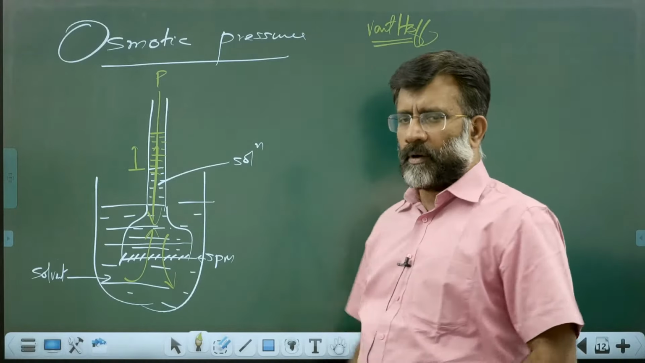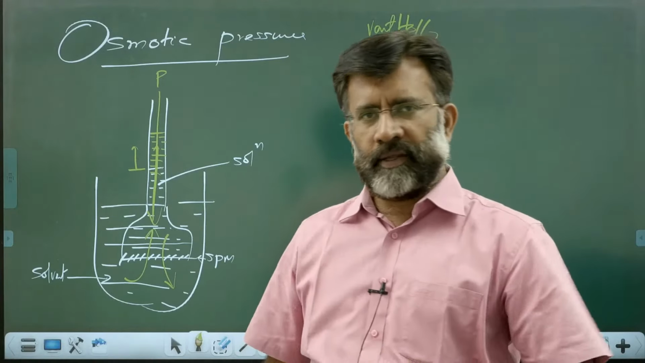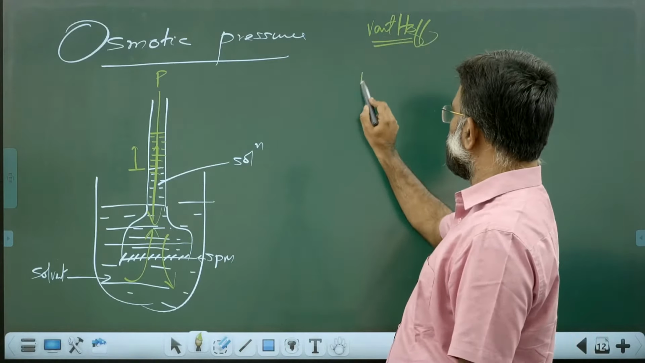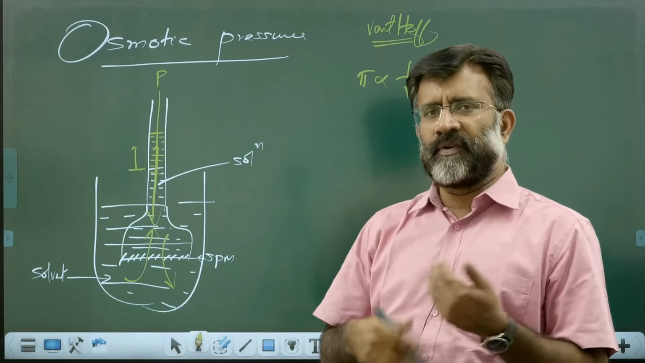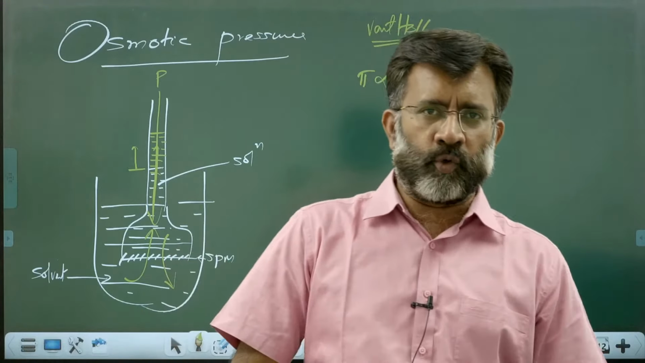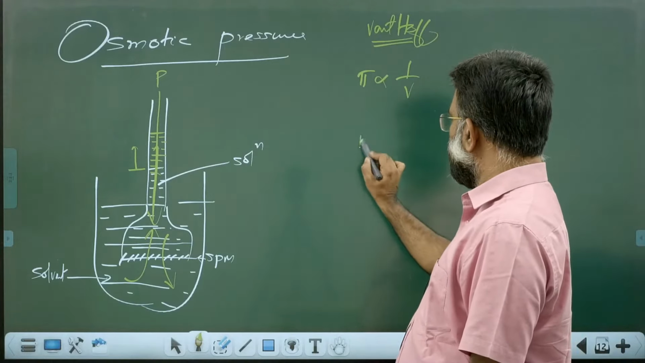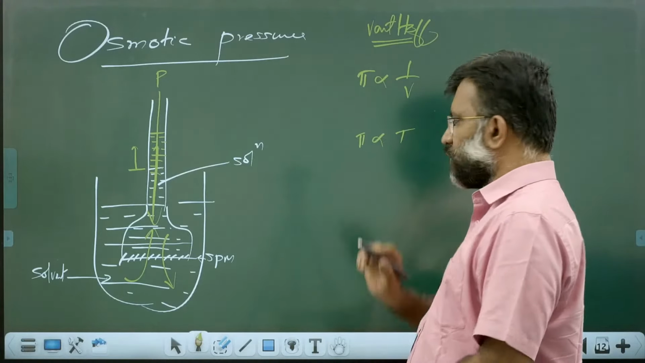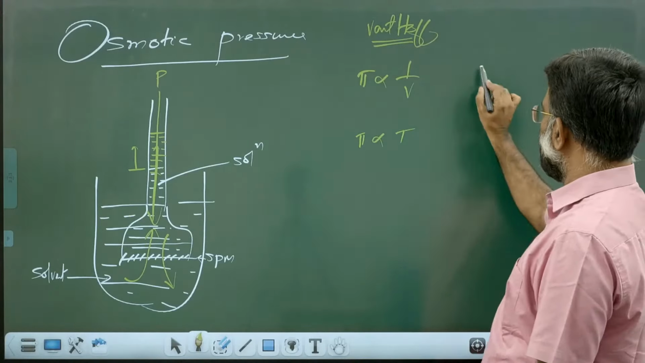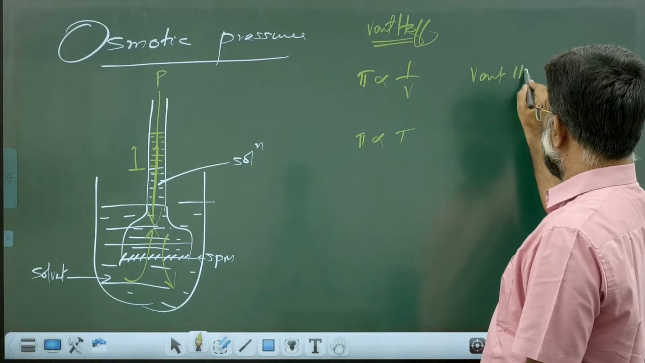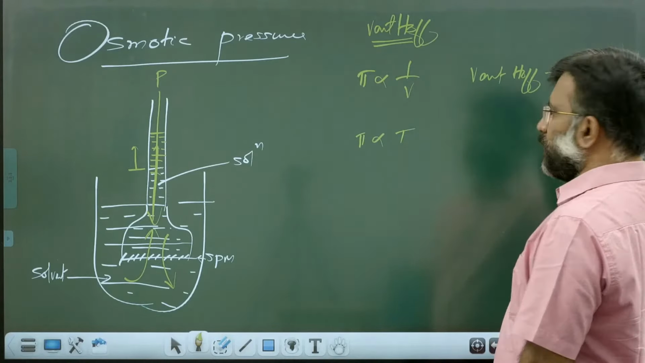It has been well explained by Van't Hoff, who studied the theory of dilute solutions, based on which he was able to explain that osmotic pressure pi is proportional to 1 by V. It is inversely related to the volume of the solution. This is Van't Hoff Boyle's law. It is directly proportional to temperature. This is Van't Hoff Charles law.